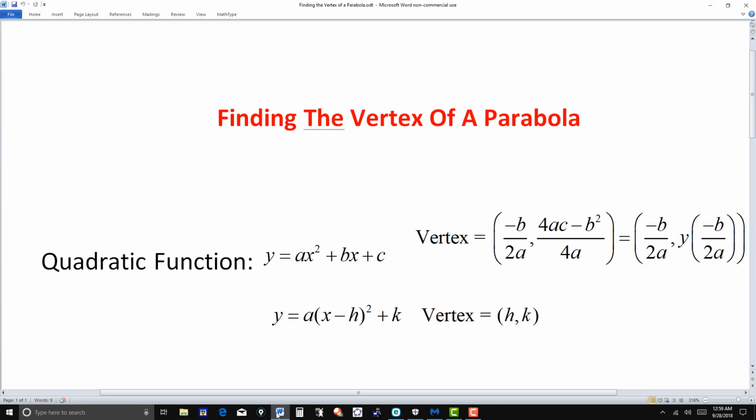In this video, we're going to look at how to find the vertex of a quadratic function. That is the graph of a quadratic function, which is called a parabola. So typically, your quadratic function can have basically these two forms, other variations, but y is equal to ax squared plus bx plus c, or y is equal to a(x minus h) quantity squared plus k.